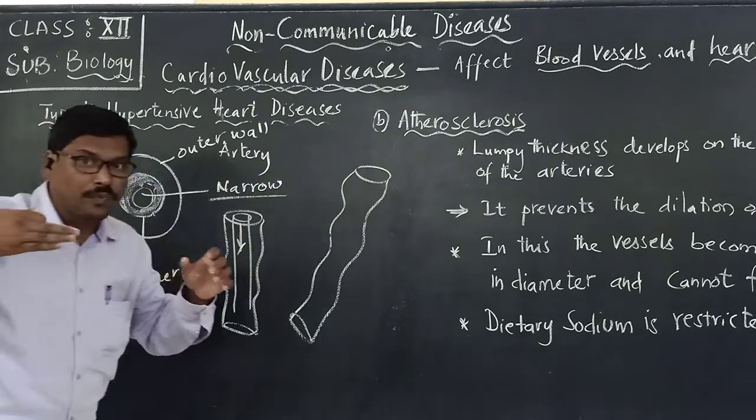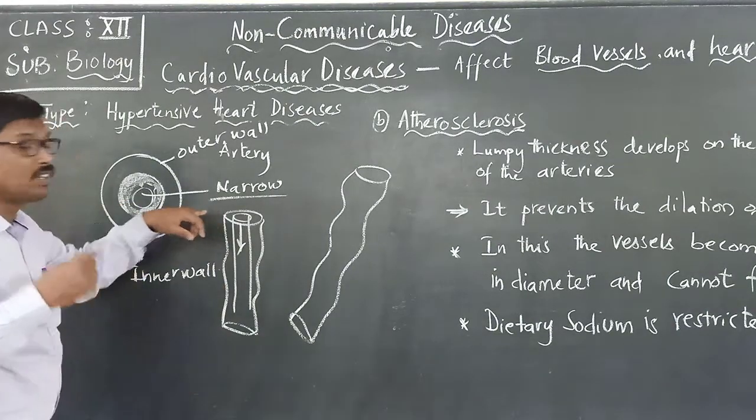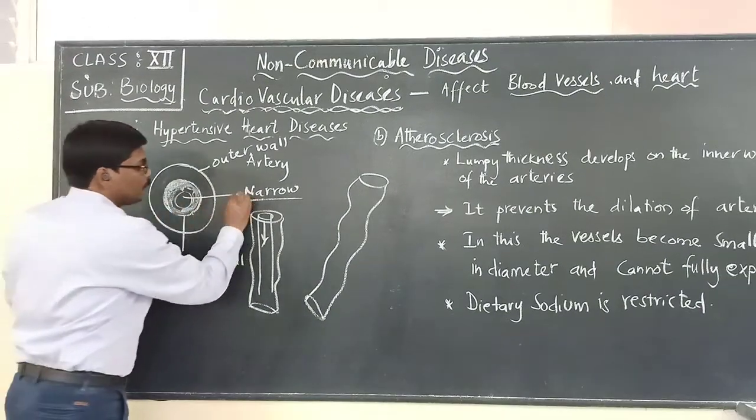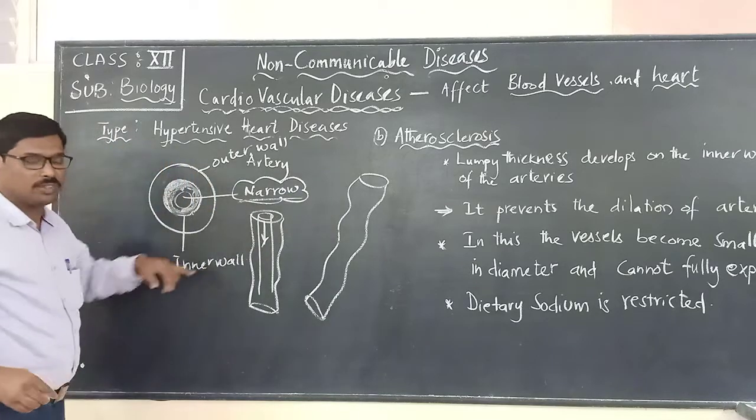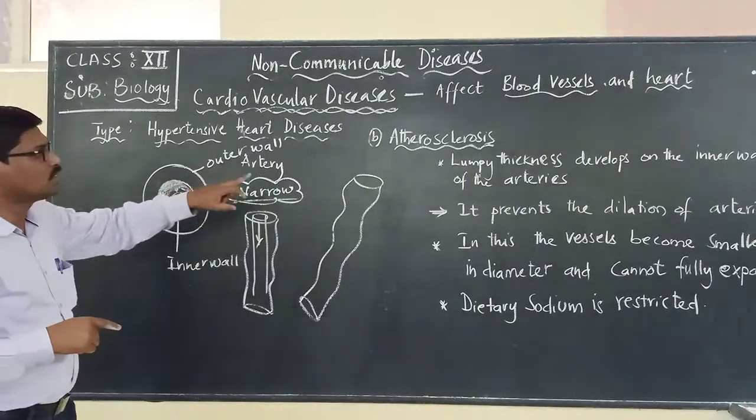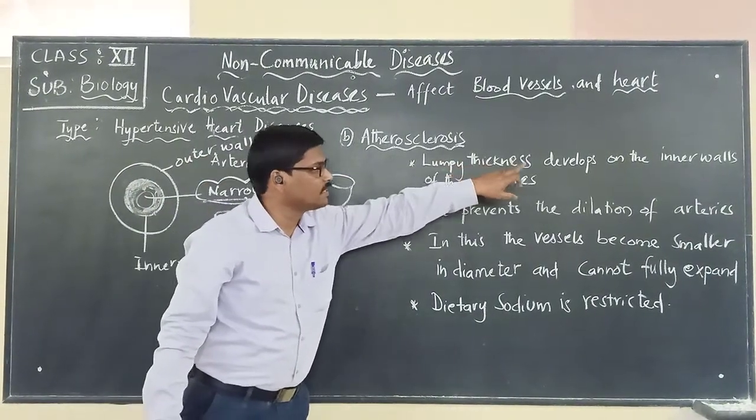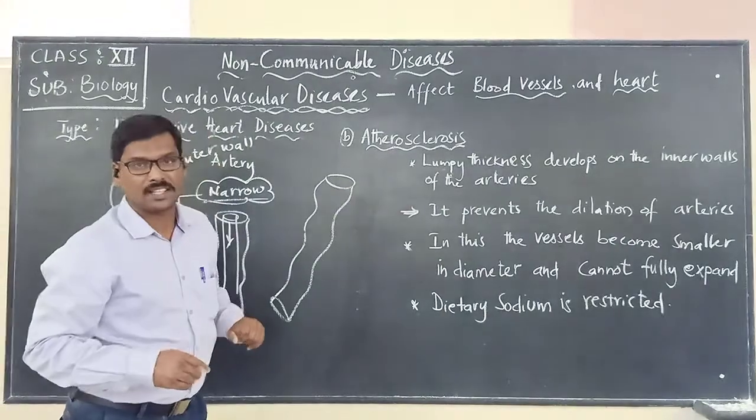So the blood freely cannot move. There will be difficulty for the movement of the blood, because the path became very narrow. Why did the path become very narrow? It's because of the lumpy thickness that developed in the inner walls of the arteries.